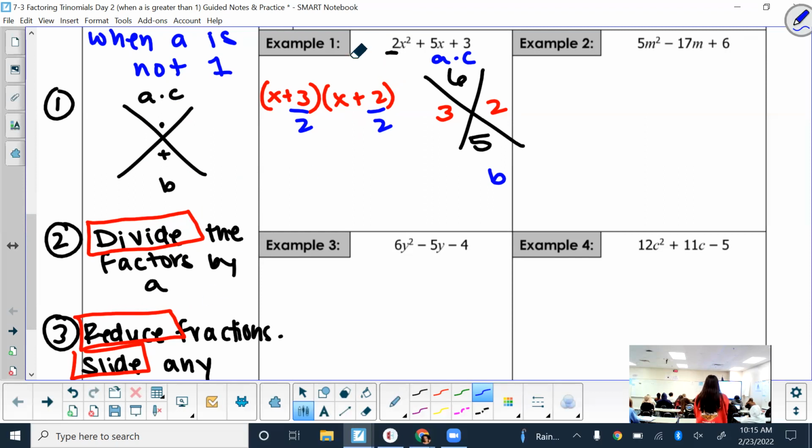Reduce the fractions. So like this can't really be reduced further, but 2 over 2, what does that simplify to? 1. So this parenthesis will now be x plus 1 when we reduce the fraction. This one over here, it's already reduced, but it doesn't work out nicely. So that's where the slide comes in. You're going to slide the denominator in front of that x, and you write it as 2x plus 3 in parentheses. So it's diamond, then divide, reduce, slide, I guess are those steps.